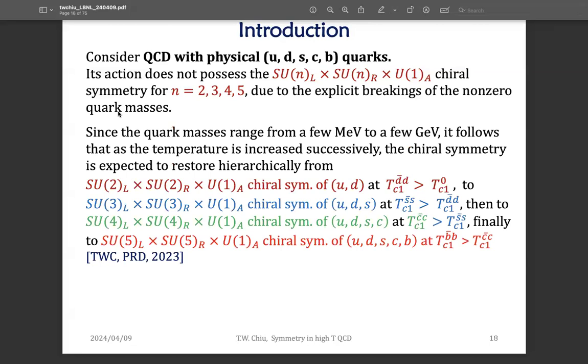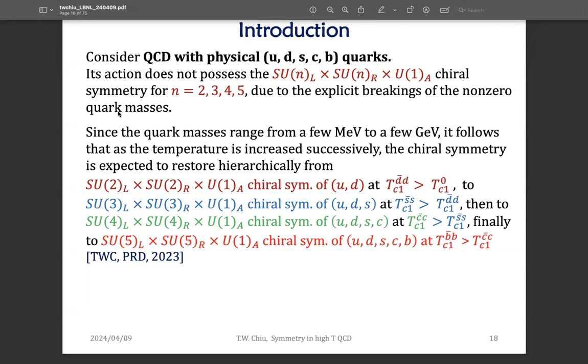Now since the u, d, s, c, b quarks are physical, they have a hierarchy of masses, from a few MeV to a few GeV. So as the temperature is increased successively, the chiral symmetry is expected to be restored hierarchically, from the SU(2) x SU(2) x U(1) of the u and d quarks to the SU(3) x SU(3) x U(1)_A chiral symmetry of u, d, s, at a temperature set by the s-bar s. I will explain the location later. Then SU(4) x U(1) at an even higher temperature, and then SU(5) x U(1) at an even higher temperature.